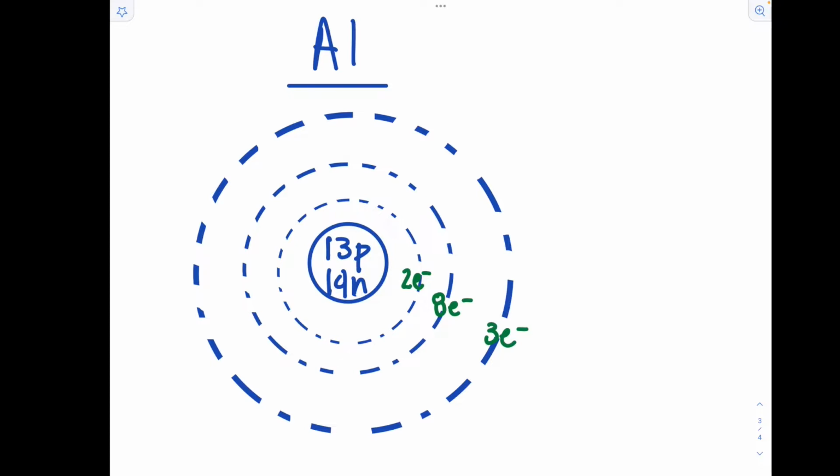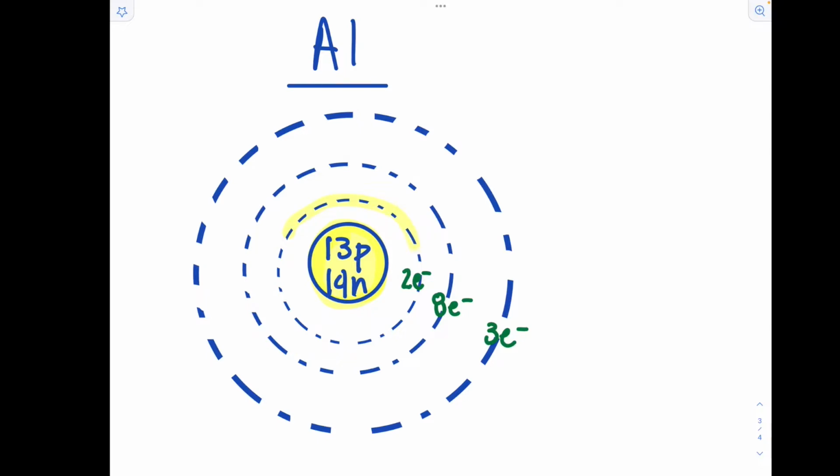You'll notice in the center of my atom is the nucleus. And I have some shorthand written in here, and what this tells us is that aluminum is made up of 13 protons and 14 neutrons, which I can determine from my periodic table based on the atomic number and the mass number. Around it I have electron shells, which contain electrons.